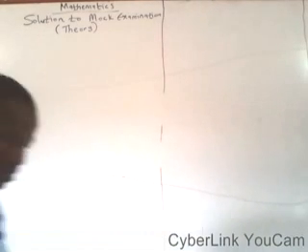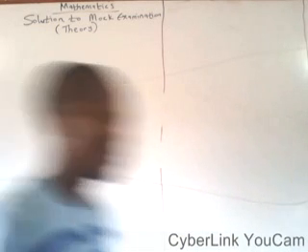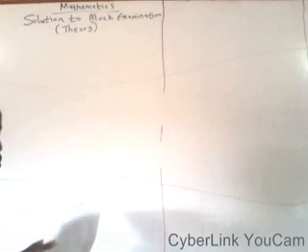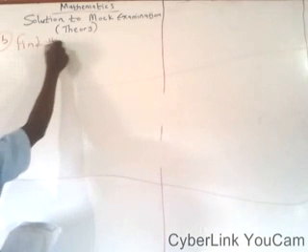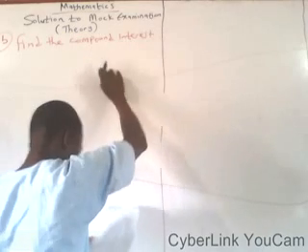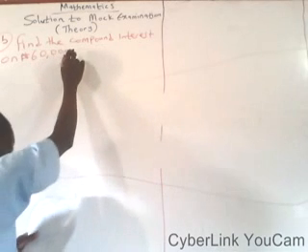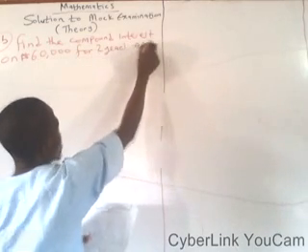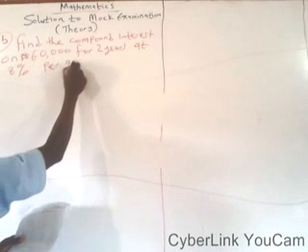Now question number 1b. Question 1b says that you have to find the compound interest on 60,000 naira for 2 years at 8% per annum.